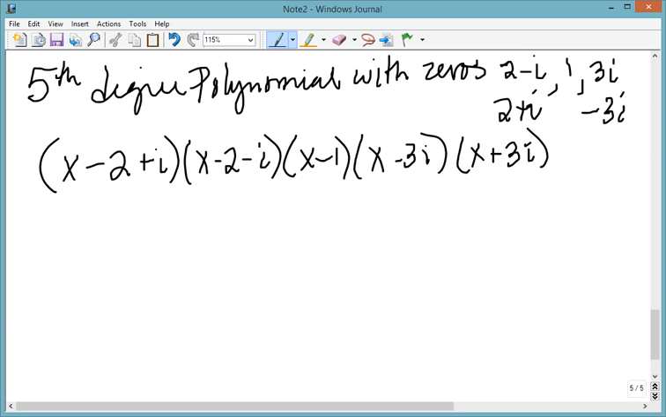Okay, if we wanted to multiply this out, we could, and we would get some nice 5th degree polynomial. And if you were going to do that, multiply these together first, and multiply these together, and then the other ones. It wouldn't matter the order that you did them in. After you do those, you'll have 3 polynomials with no imaginary parts.